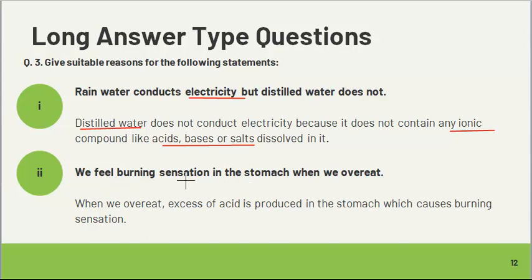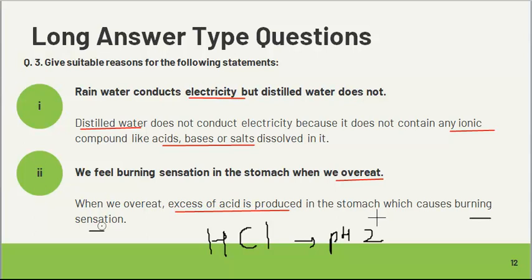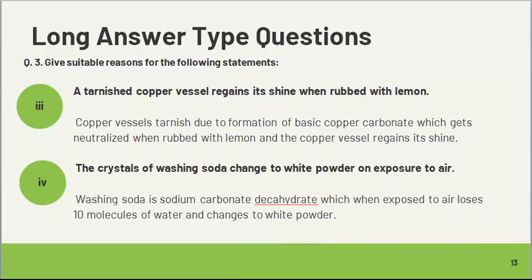We feel burning sensation in the stomach when we overeat. So here excess of acid, that is HCl, is produced, and it has a pH of around 2, and it is very acidic, causes burning sensation. Next question. A tarnished copper vessel regains its shine when rubbed with lemon.